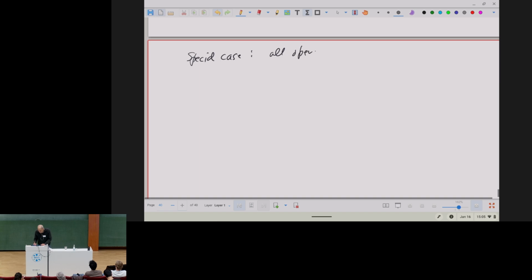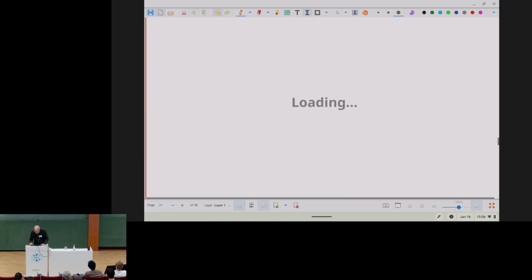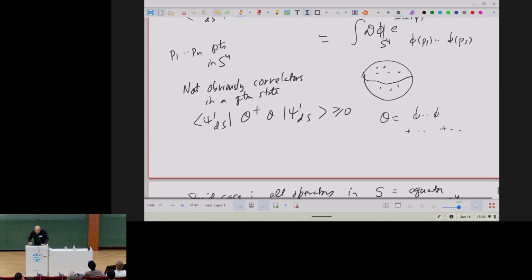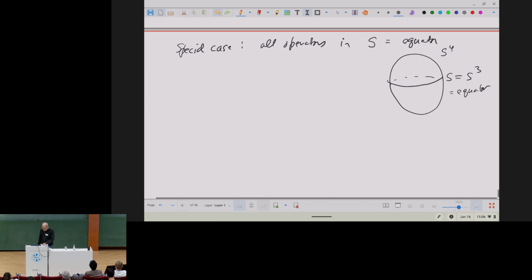All operators are in the equator. I have a four-sphere, and the equator in a four-sphere is the surface S, which equals S3. In my first definition of the state, where I defined the state by a path integral on the lower hemisphere, I was using the fact that S was the equator in the four-sphere. So as a first special case, I consider all operators to be in the equator.